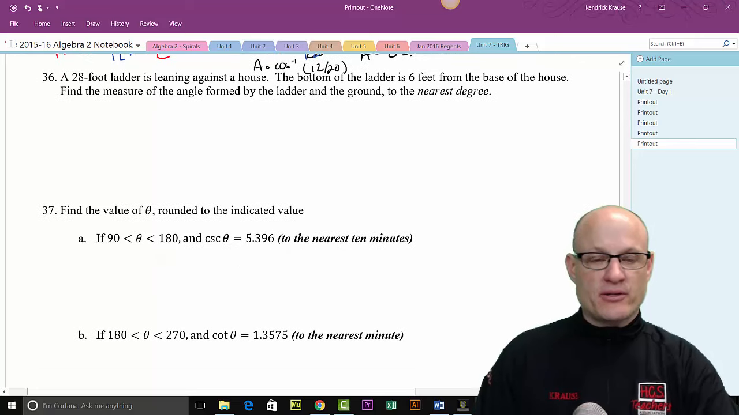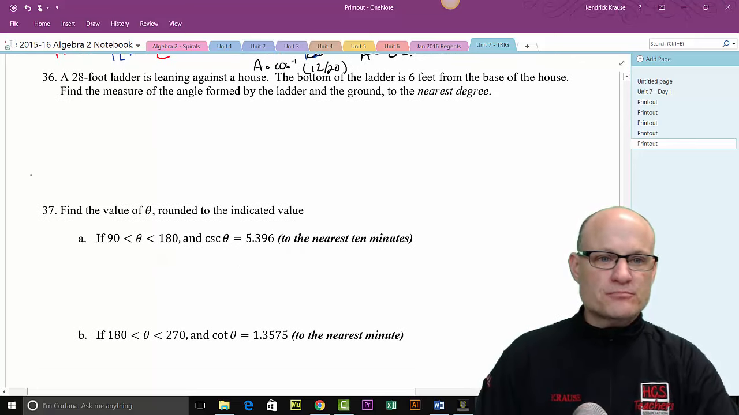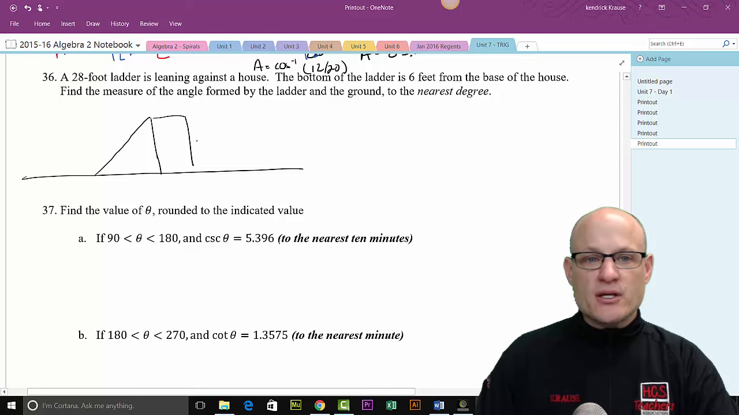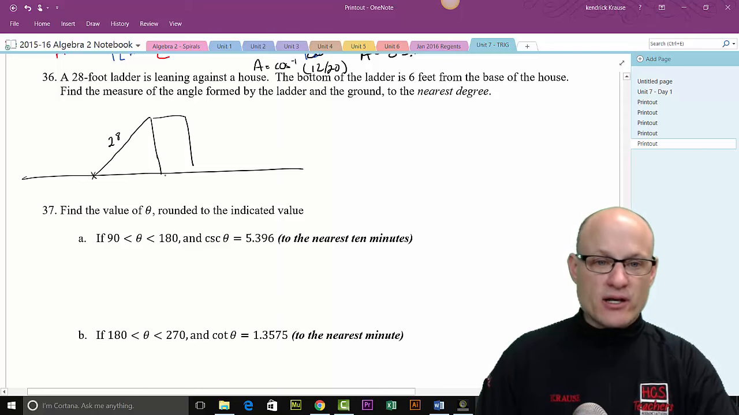37. A 28-foot ladder. We got a building and a 28-foot ladder. There's my ladder going up to the building. The bottom of the ladder, down here, is 6 feet from the base of the house. Yes, I know it doesn't look like 6 feet. Find to the nearest degree the angle formed by the ladder and the ground.